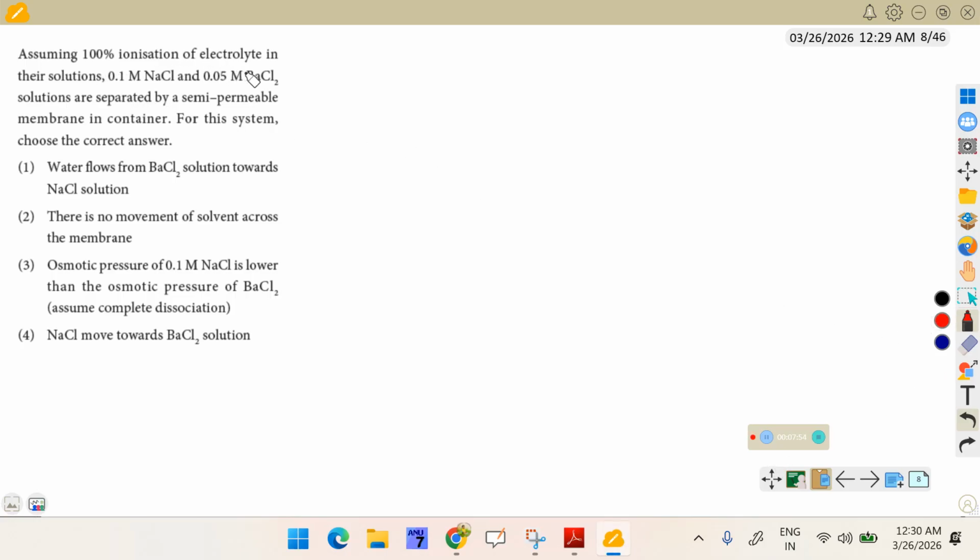Assuming 100% ionization of electrolyte in their solution, 0.1 molar NaCl and 0.05 molar BaCl2 solutions are separated by a semi-permeable membrane in a container. For this system, choose the correct answer. Separated by a semi-permeable membrane means here the osmosis concept is involved.